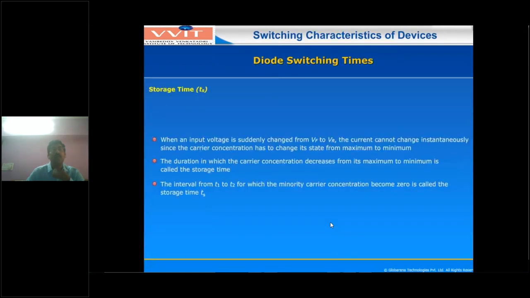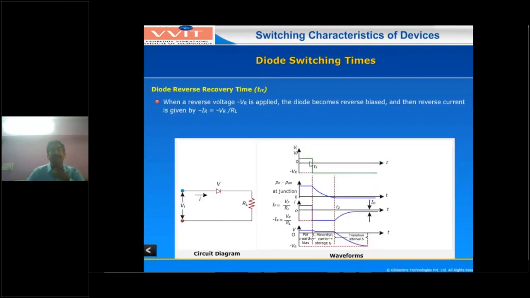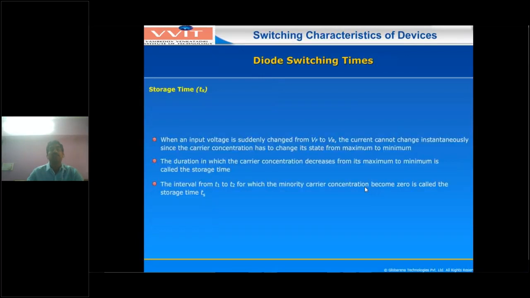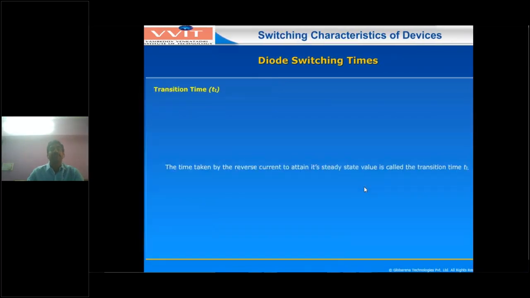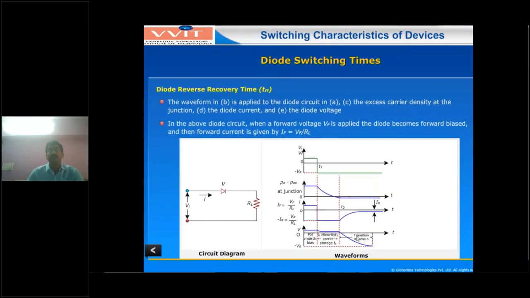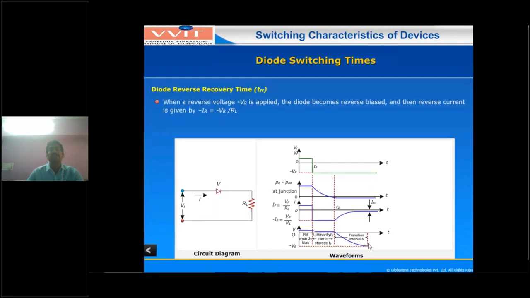And what is meant by storage time? The input is suddenly changing at T equal to T1 from positive voltage to negative voltage, but the current cannot be discharged instantaneously. Why? Because the minority charge carriers, the excess carrier density, is available at the junction. So these carriers will disappear, and it will take a certain time. That time is called the storage time. Then what is the transition time? Transition time is nothing but, see this one: after the storage time, the discharging time is called the transition time.